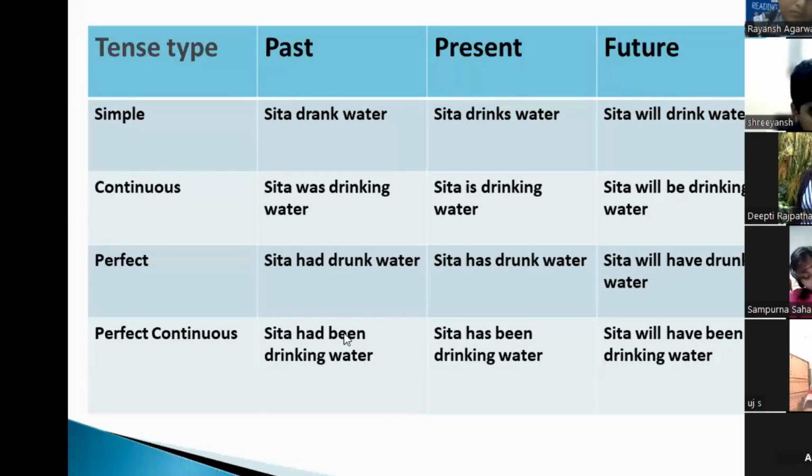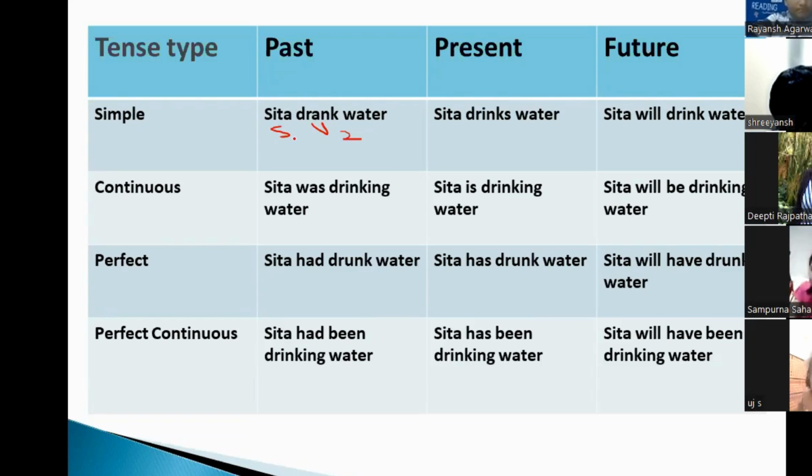So if we take all the tenses in the form of a table, here you have all the types of tenses. For example, let us see only one sentence. Let's talk about the subject Sita, what she is doing in the past, present, and future tense. Let us see this sentence in each of the tenses, like simple past tense, simple present tense, simple future tense. If you consider the simple past tense, Sita drank water. Sita is the subject, V2 form of verb, drink, drank. So it falls under simple past tense.